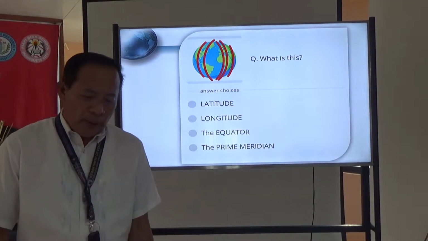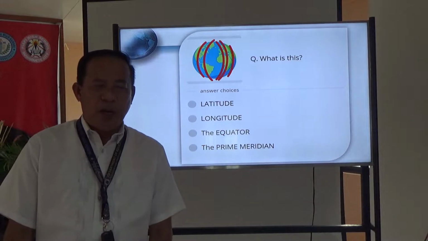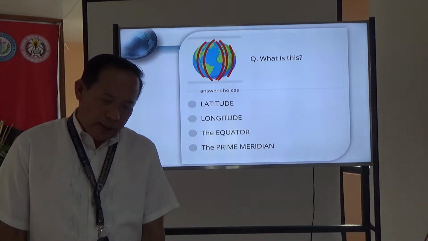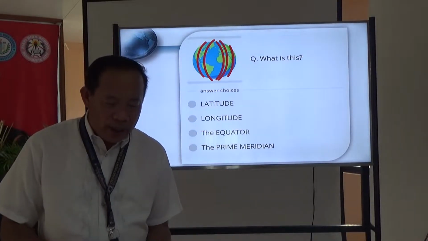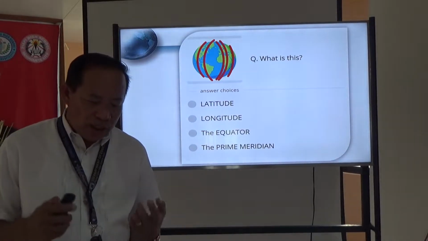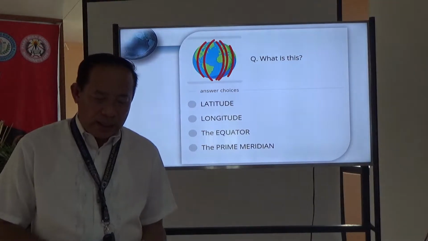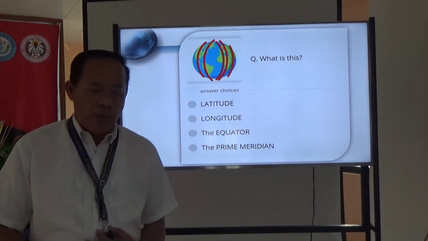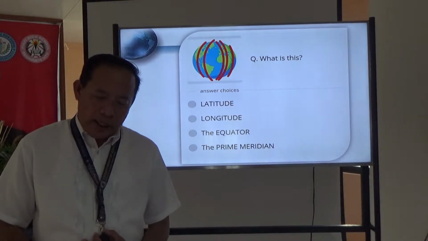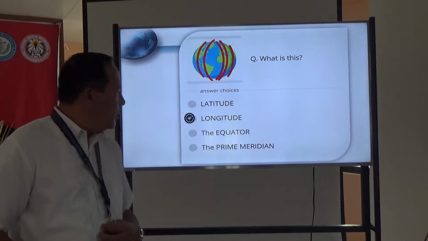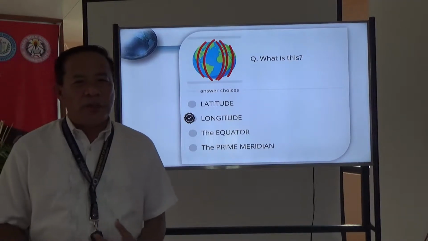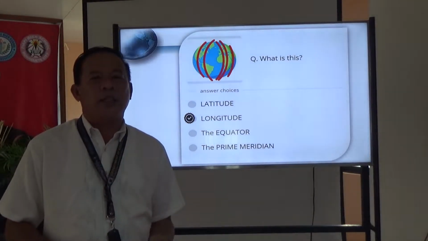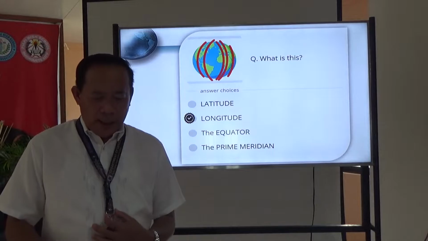Okay. Now we will check if you have answered or identified the parts that are colored or shaded in red. What is that part of our globe? Okay? And our answer is longitude. Okay, very good. How many of you were able to get the correct answer? That's great. Next.